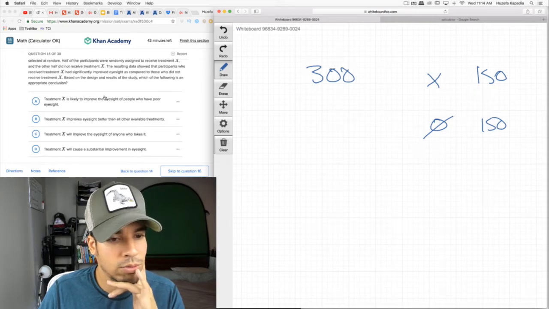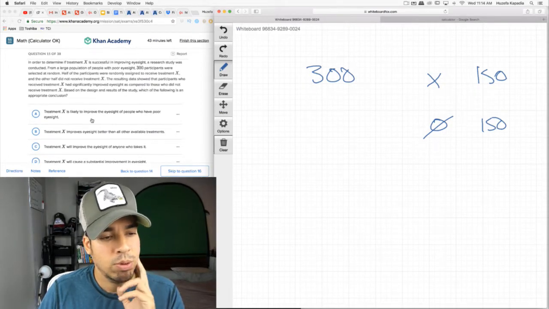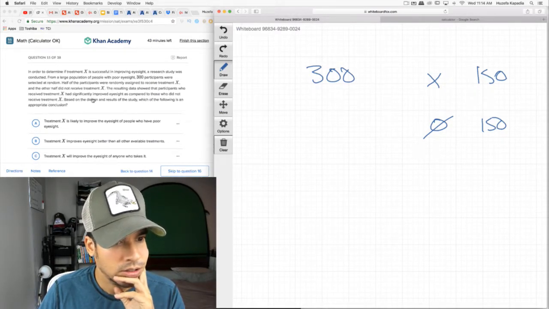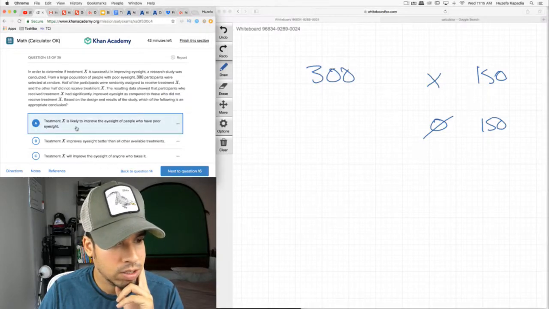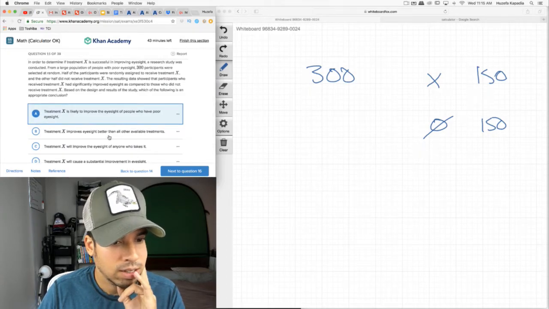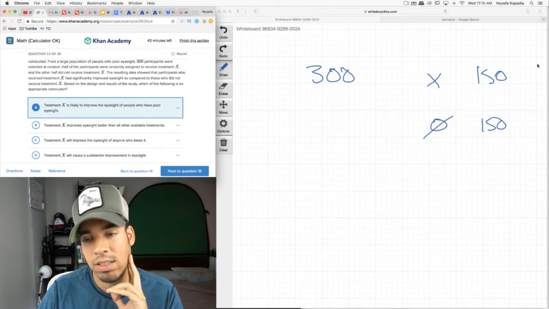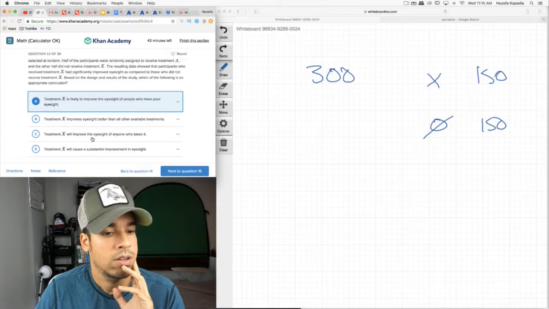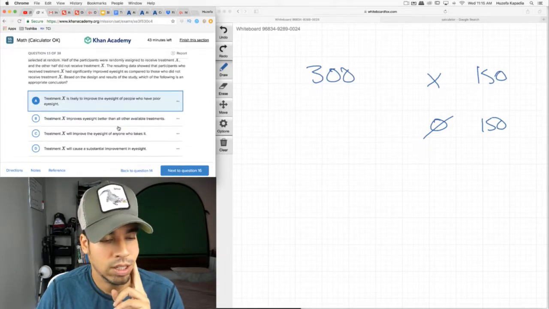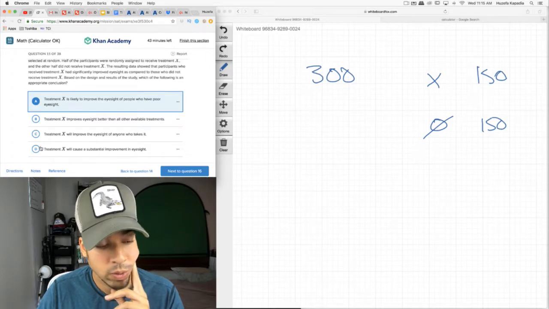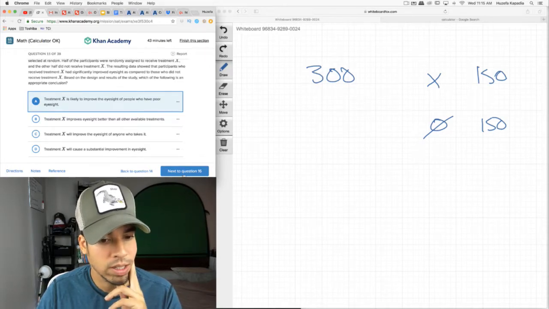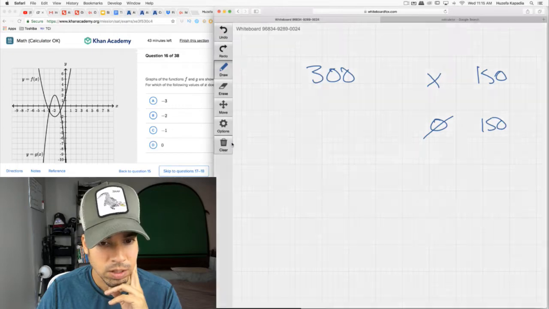Treatment X is likely to improve the eyesight of people who have poor eyesight. Okay, yeah, because they only chose from people with poor eyesight. That might be good, so I'll just select it. Eyesight better than all other treatments? No, because we only tested it against people getting nothing. Improve the eyesight of anyone who takes it? No, that's way too big of an assertion. No, we can't even say this because it's specifically related to people with poor eyesight.